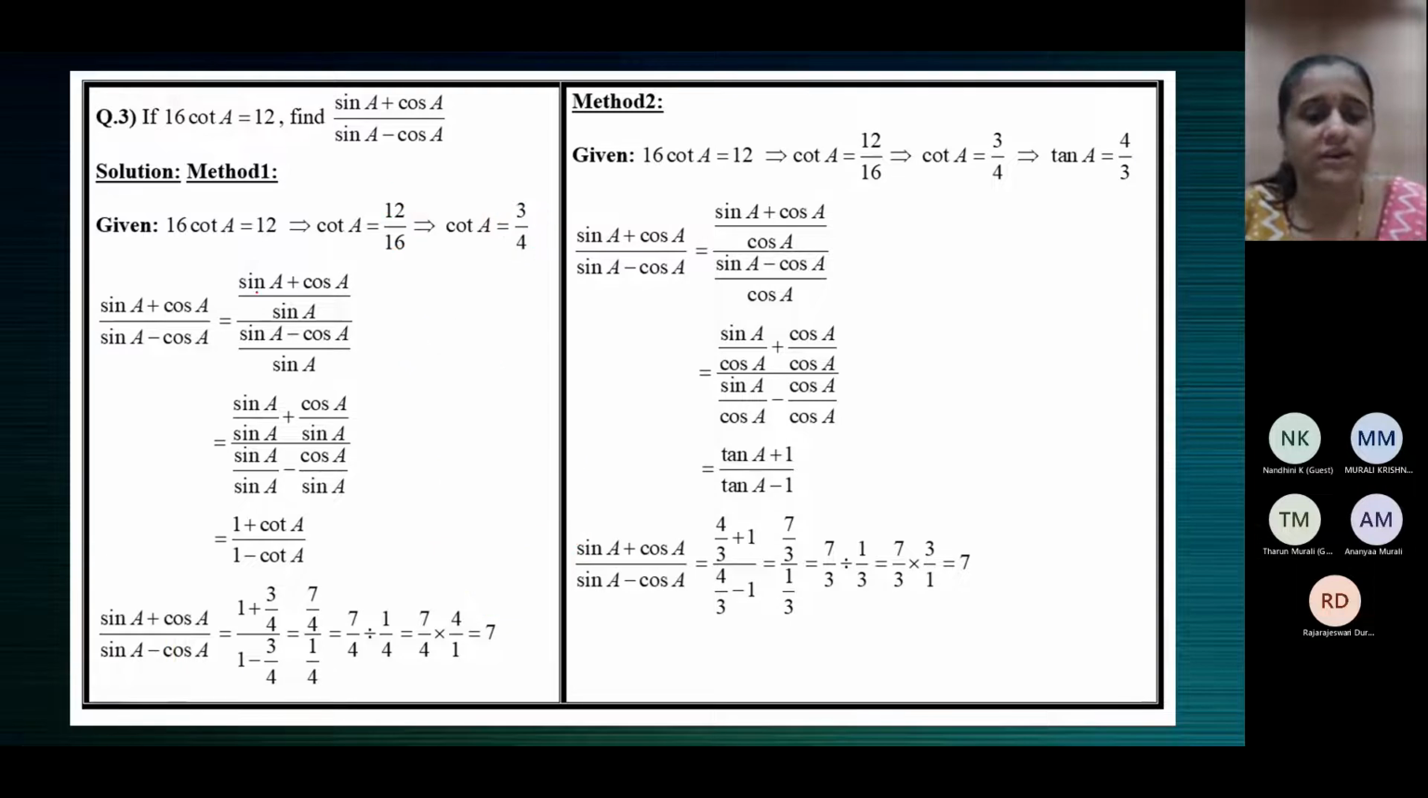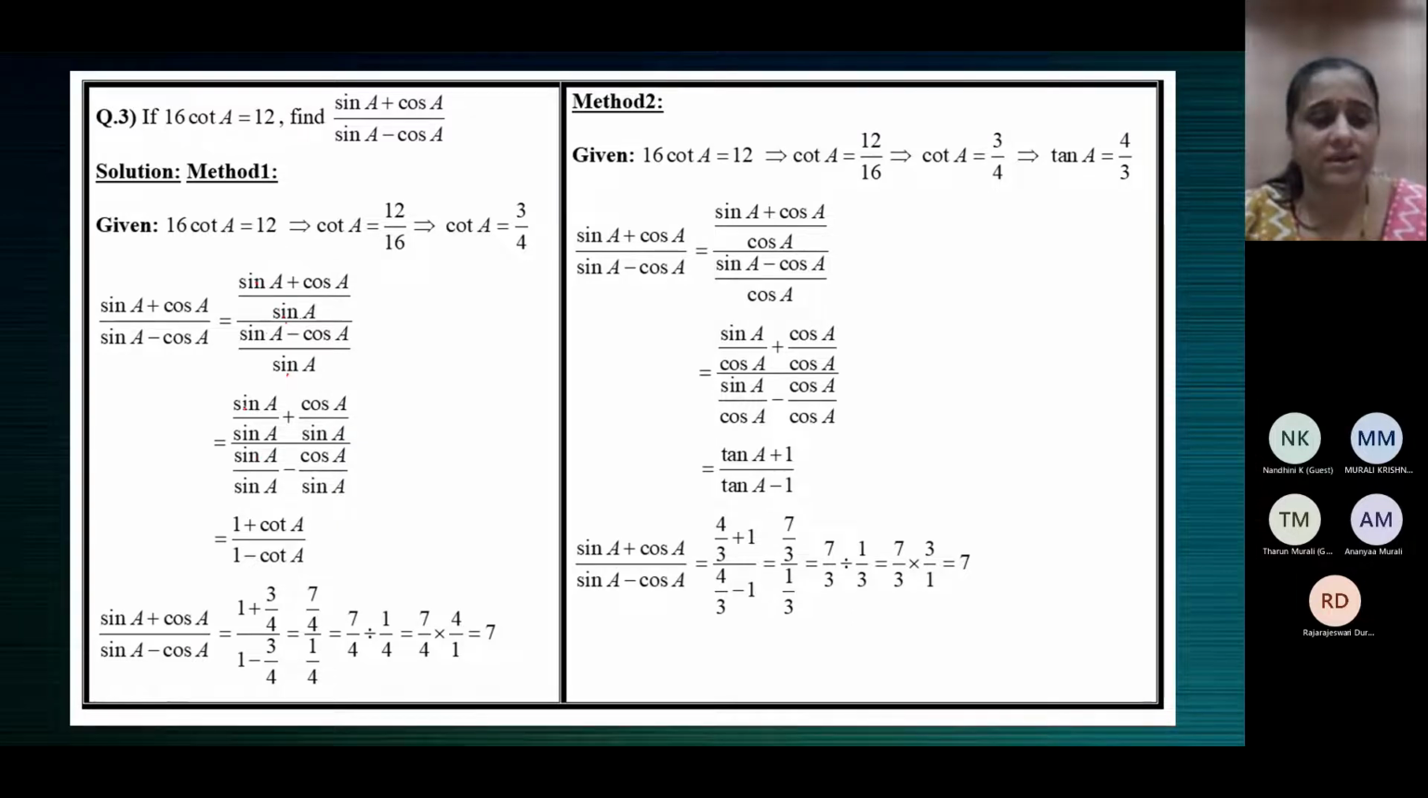Same thing here. Divide the numerator and denominator by sin A. So what do you get? Sin A by sin A plus cos A by sin A, divided by sin A by sin A minus cos A by sin A.